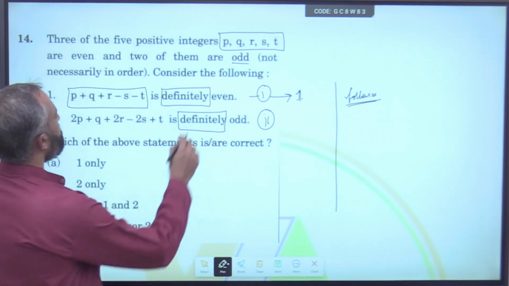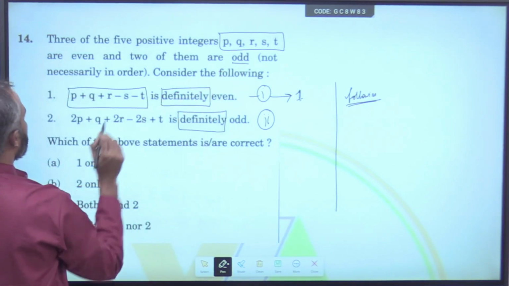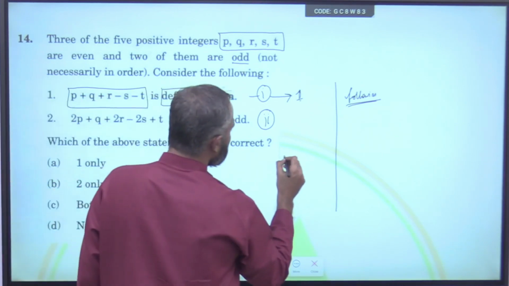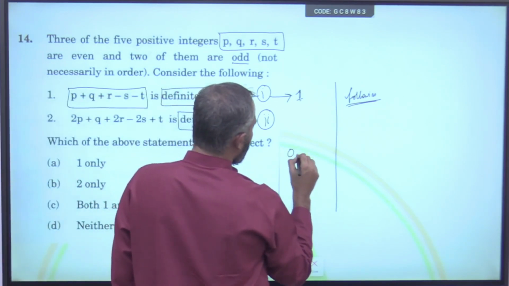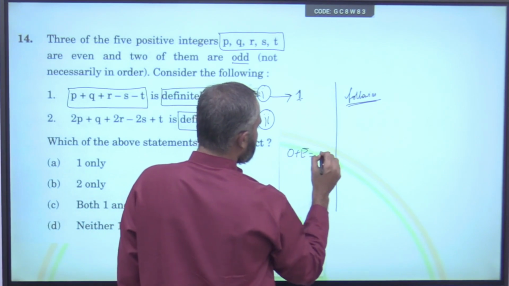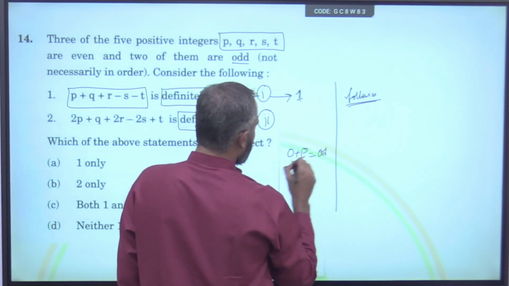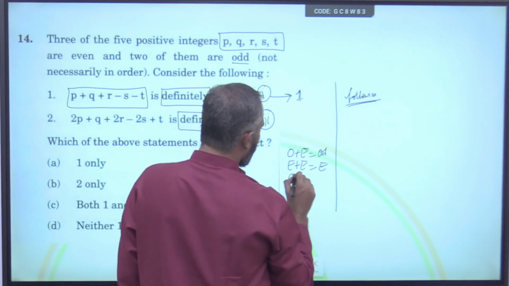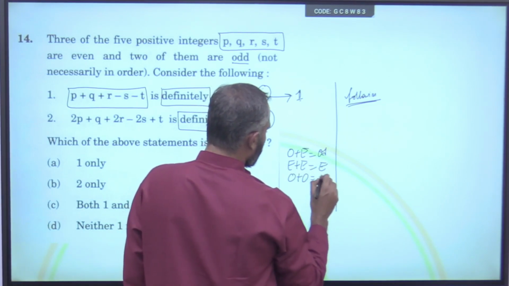Now, since 2 are odd, you take any number, always, what are the rules? Odd plus even is odd, even plus even is even, and odd plus odd is equal to even.